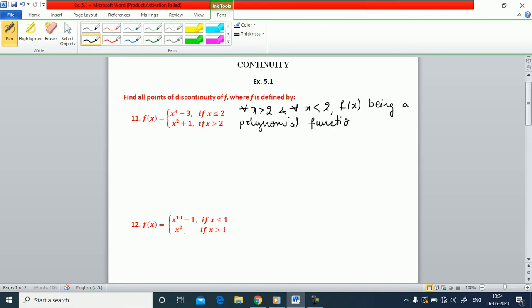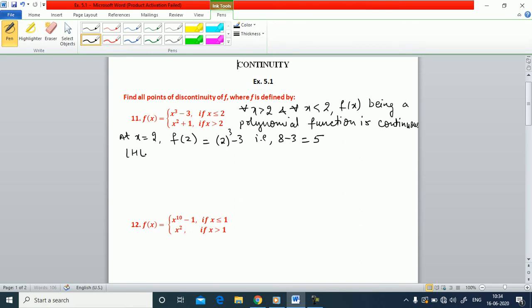So what is the only point we have to check? We need to check the continuity at the point 2. It is continuous at all the points other than 2. At x equal to 2, the function is defined as x cube minus 3. So f(2) is cube of 2 minus 3, that is 8 minus 3, which is equal to 5.